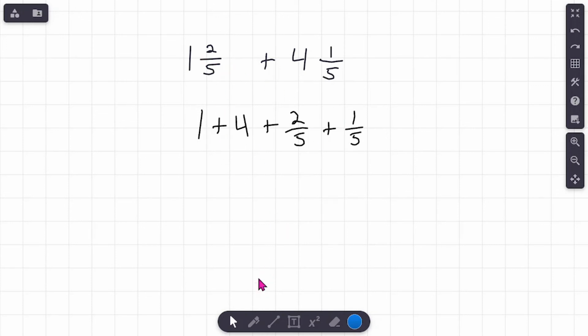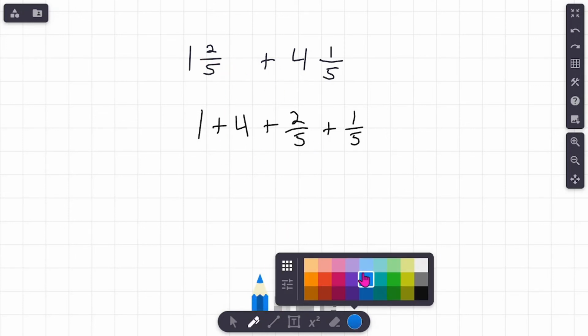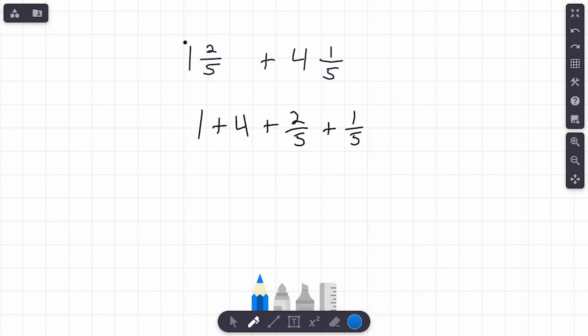We've got 1 2/5 plus 4 1/5. First thing I'm going to do is add the whole numbers. 1 plus 4 is 5. Now let's add the fractions.